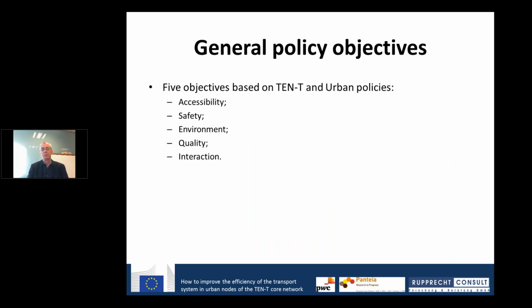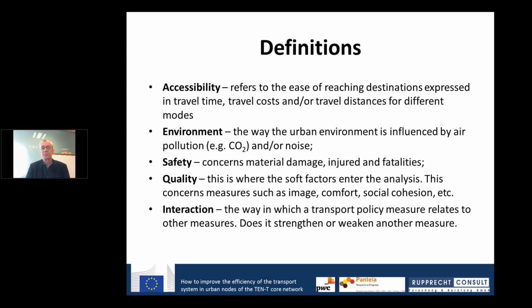Now, as I said before, we see in general 5 policy objectives. 4 firm policy objectives, while the last one is more the interaction between the policy objectives, but these concern accessibility, safety, environment, quality, and interaction. Now, when I go to the definition of these, accessibility in fact refers to the ease of reaching destinations expressed in travel time, travel costs, and or travel distances for different modes.